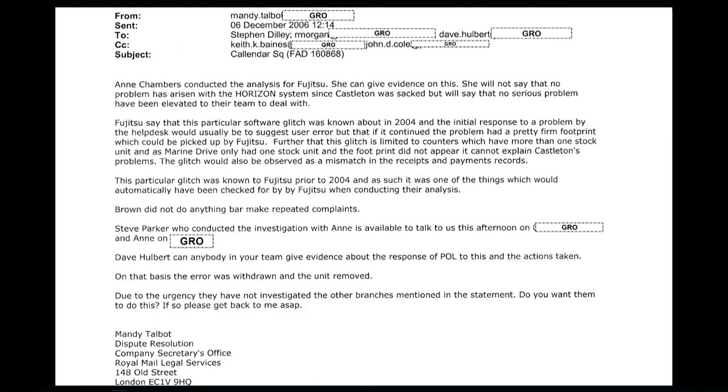The glitch would also have been observed as a mismatch in the receipts and payments records. This particular glitch was known to Fujitsu prior to 2004, and as such, it's one of the things which would automatically have been checked for by Fujitsu when conducting their analysis. Is that right? When individuals were being prosecuted or civil proceedings were being taken against them or defended, Fujitsu would conduct a series of checks as part of an analysis to see whether that branch was afflicted by known bugs? I believe it was, but I didn't request any of those such things myself. Why do you believe that it was? Only because of my experience with what I've seen during the High Court cases and things.